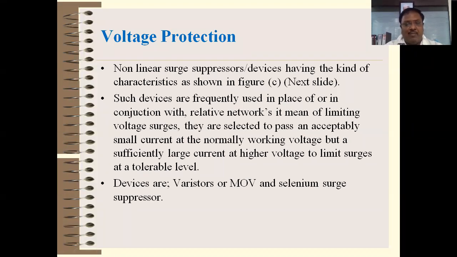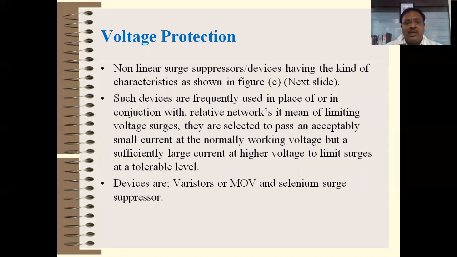Okay, so there are two types of devices given in your syllabus. One is called MOV, metal oxide varistor, or simply varistor, and the second one is a selenium surge suppressor, also called a selenium diode. Okay, it is very similar to the Zener diode. Even you can use a Zener diode, but the voltage handling capacity of a Zener diode in reverse bias condition is only up to 600. So 600 is a very small voltage, so there is no use of a Zener diode in a power circuit.